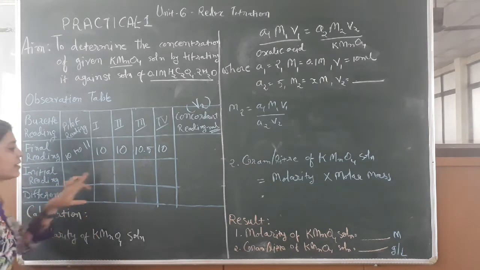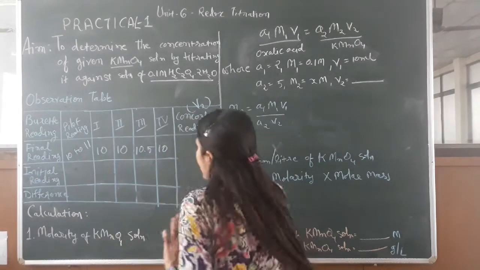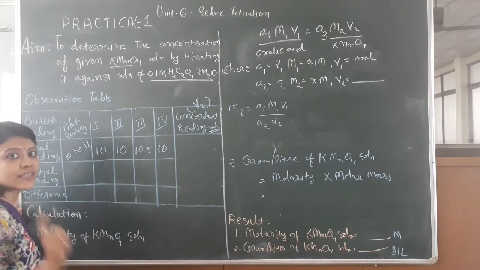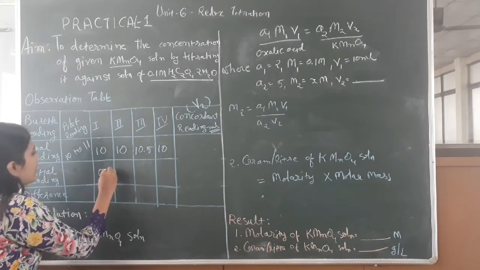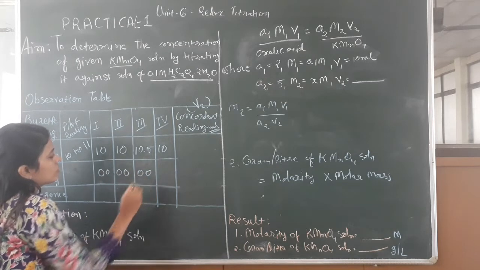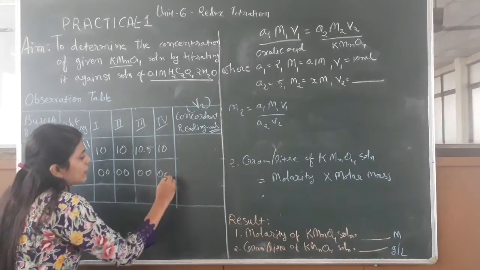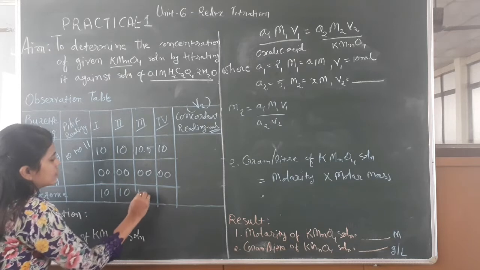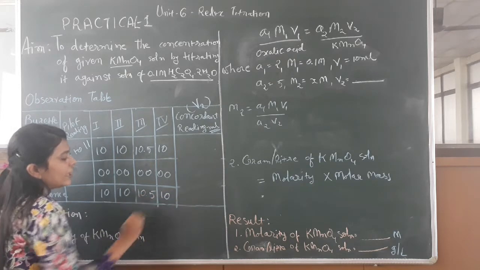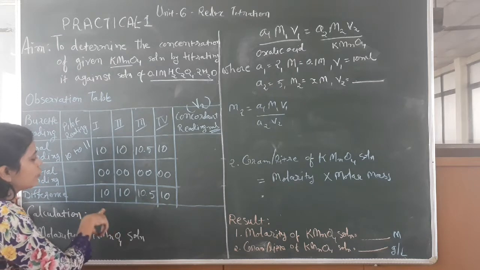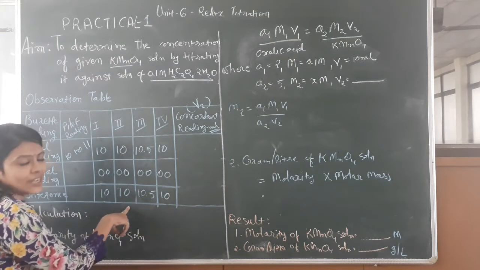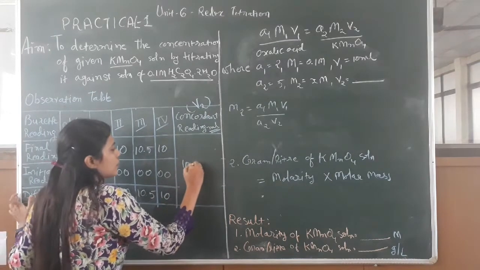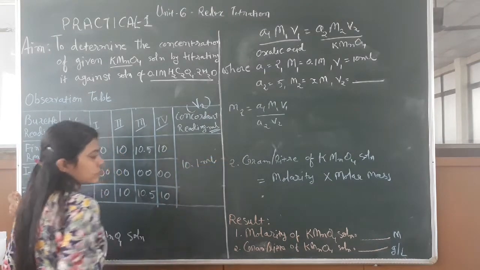So the initial reading, as we all know, we have done the practicals. Every time I set the burette to 0, so every time I will write 0 here. Then the difference is 10, 10, 10.5, and 10. Then we do the calculation: 10 plus 10 plus 10.5 plus 10 divided by 4 is equal to 10.1 ml.